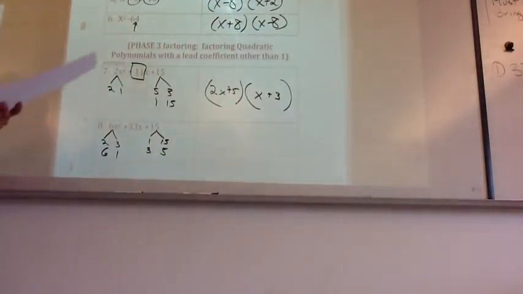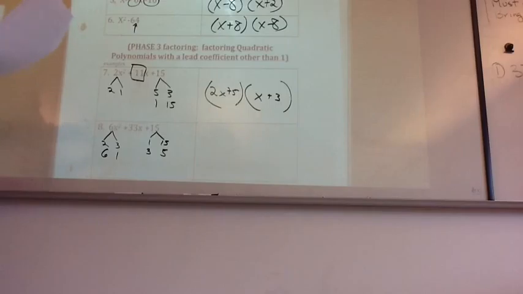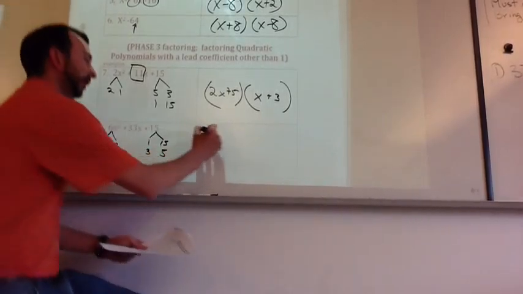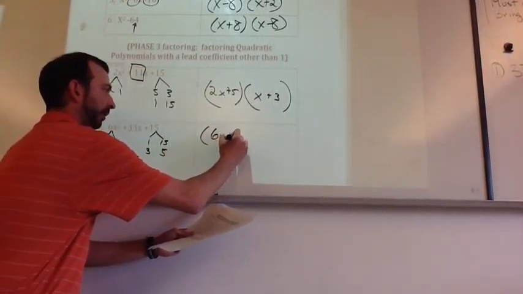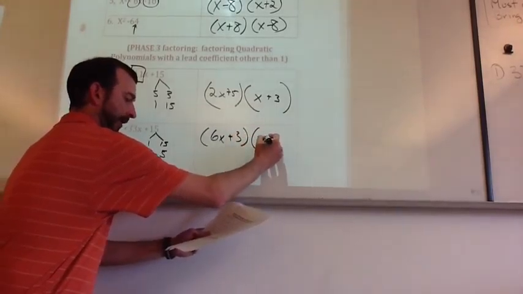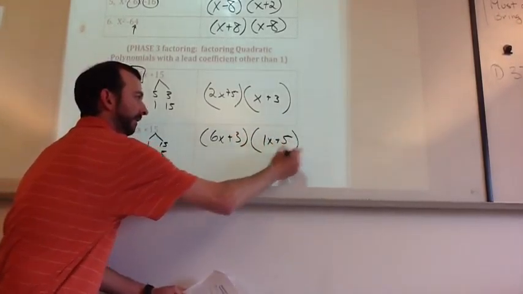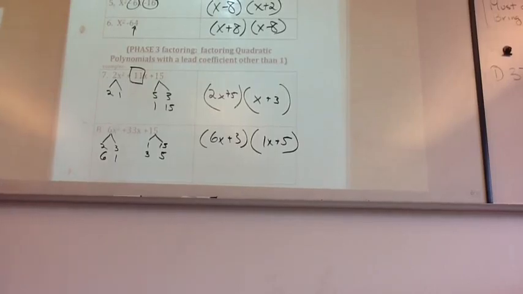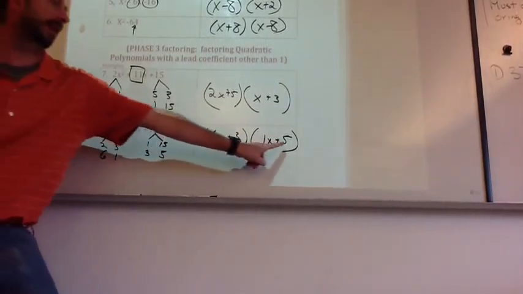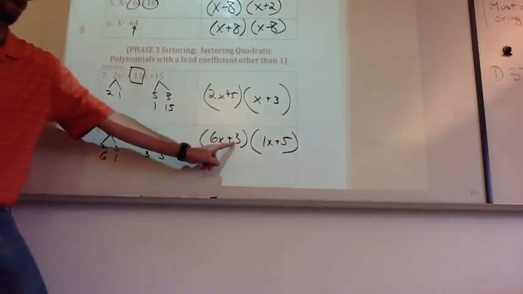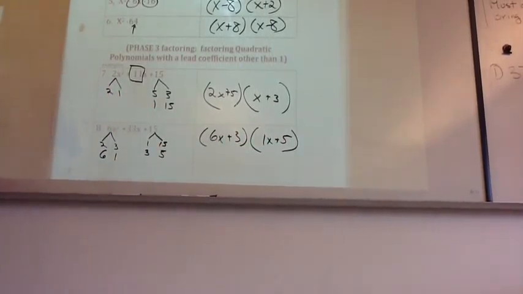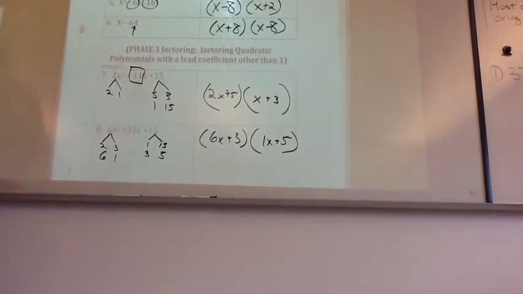So in this case, let's see. This is the combination that works. 6x plus 3 and 1x plus 5. That's the combination that would give me the 33 down the middle. 6x times the 5 would give me the 30. 3 times x would give me 3x. 30x and 3x gives me my sum of 33x. The others will all fail somewhere along the way.